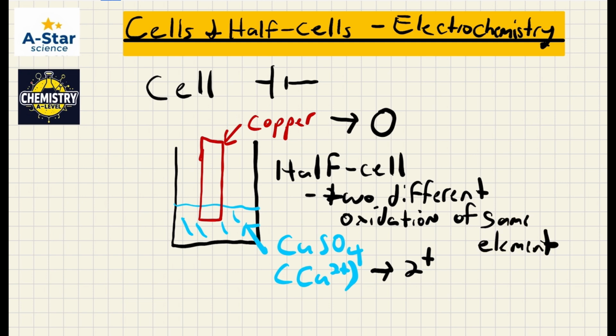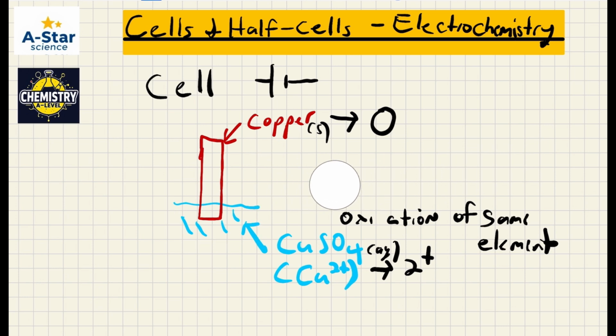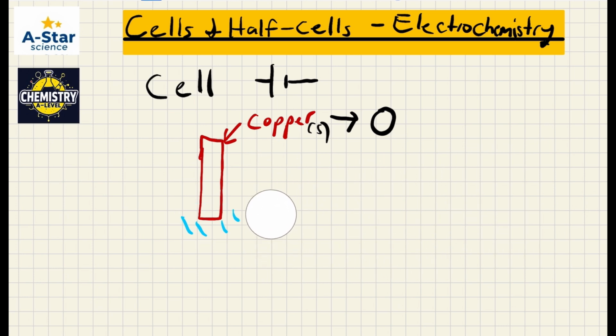So the copper has an oxidation state of 0 when it's elemental copper, that one at the top in red. And as an aqueous solution, it has an oxidation state of 2+. That means in that solution, you're going to have two different oxidation states of the same element, and that means we're going to get a movement of electrons. So what happens to make this, that's a half cell, but how can we make this a full cell?